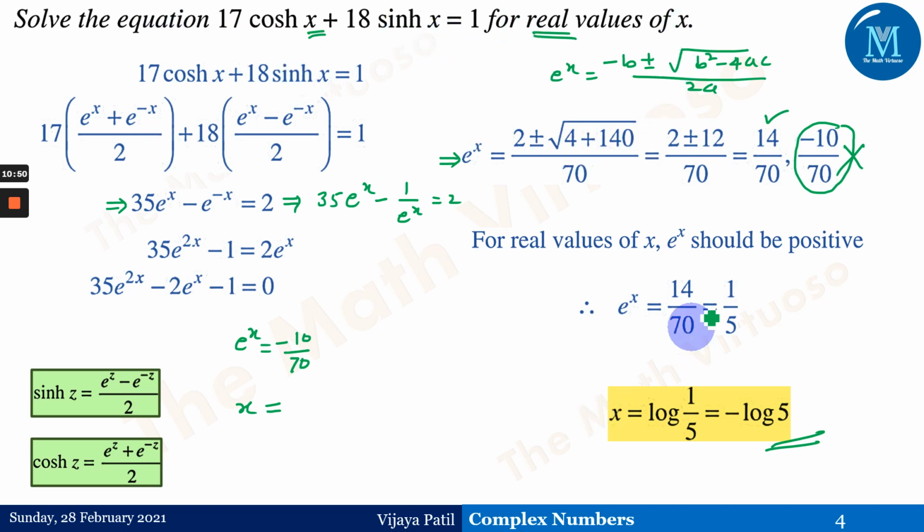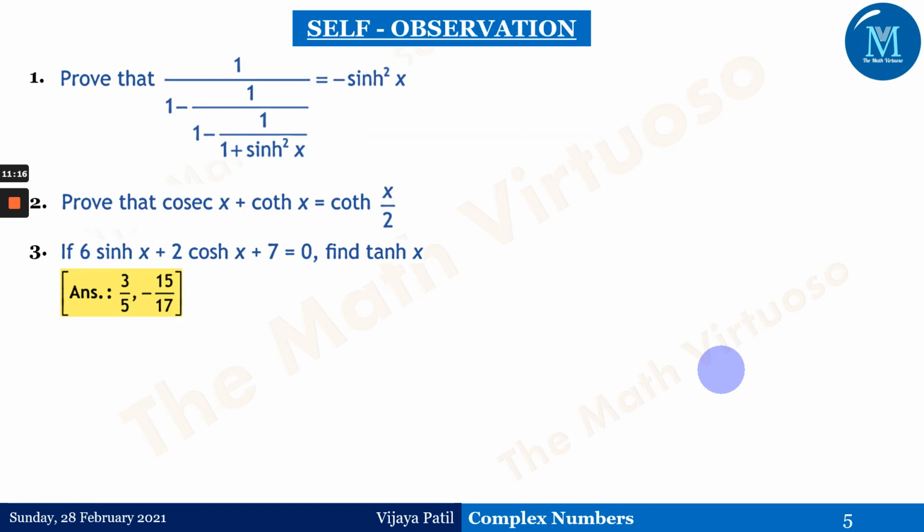Again, let me repeat it: if this particular statement, that is for real values of x, would not have been there, we could have gone for both the values of e to the power x. Only because they have asked us for the roots of this equation in terms of real x, that is the reason we have given here x is equals to log of 1 by 5 or minus log of 5. Okay, please note the change of this.